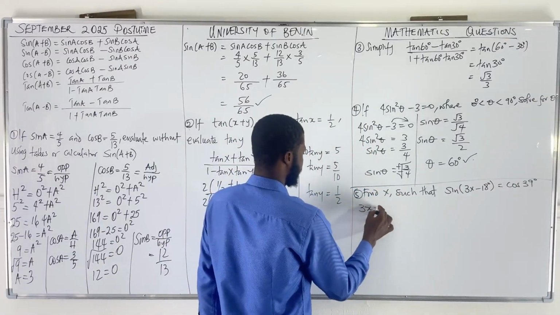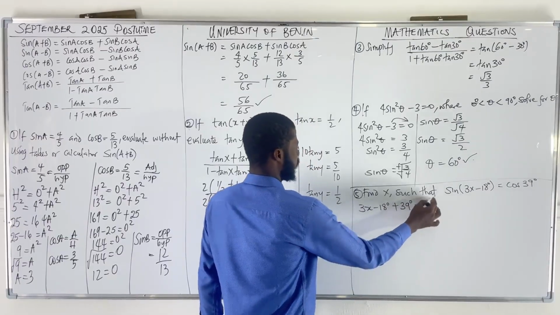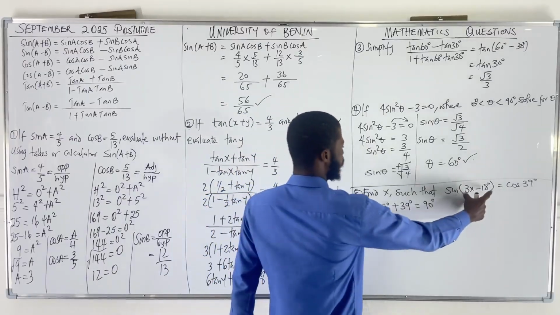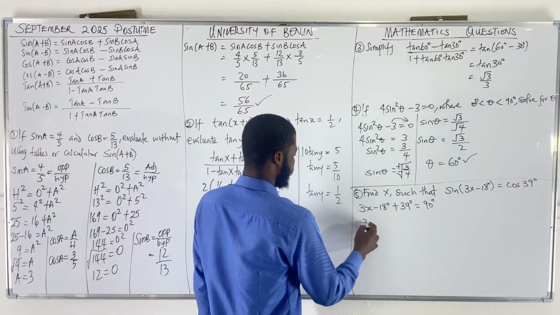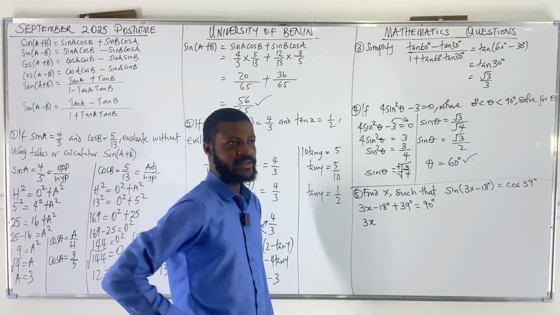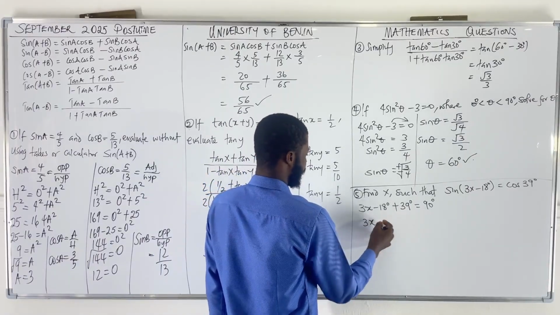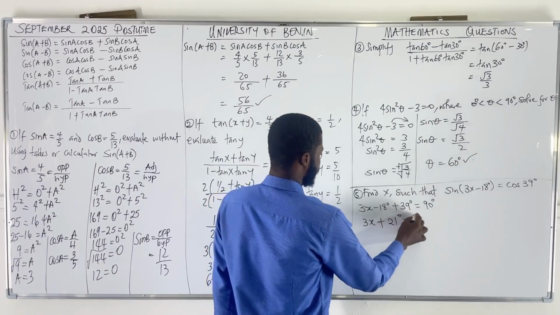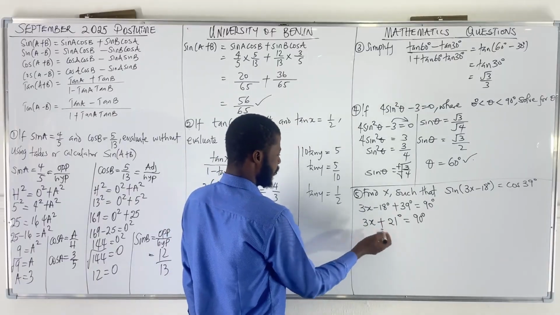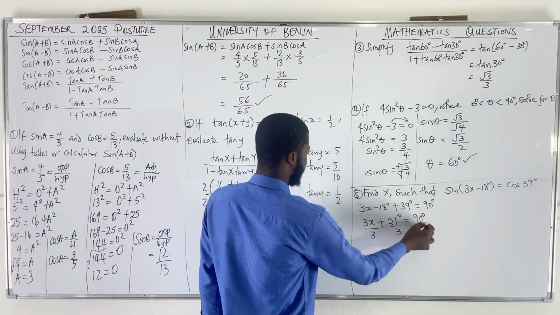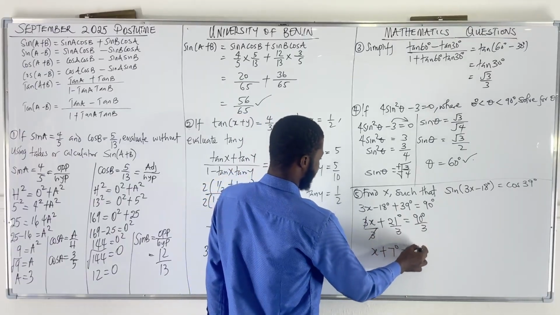All you need to do is to say this plus this. So this will be 3x minus 18 degrees plus 39 degrees equal to 90. That's the meaning of complementary. So this and this will add up to 90 degrees. Now this will be 3x plus, what was 39 minus 18? That's looking like 21, equal to 90. Okay. I think I want to divide every single thing by 3. That's a better way. So this will be x plus 7 degrees equal to 30 degrees.